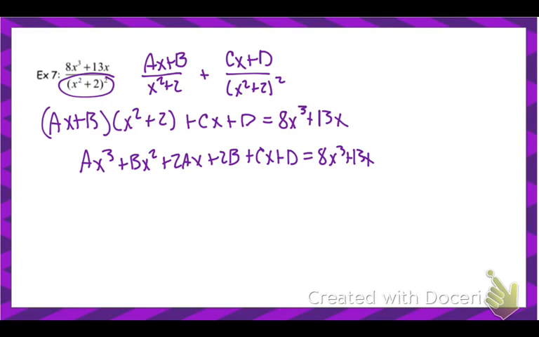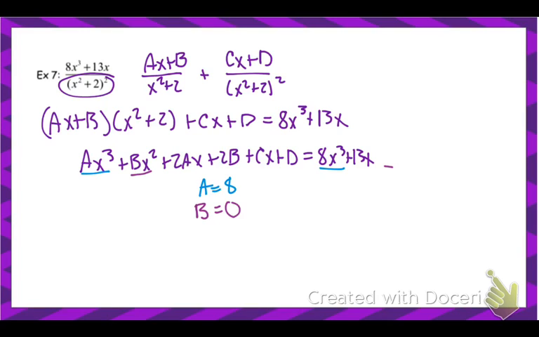And then we'll set up our system. 4 variables, so 4 equations. We'll start with the cubics. ax cubed is equal to 8x cubed. So that means that a is equal to 8. All right, we'll go on to our squared, sorry, bx squared. There is no x squared. So b is equal to 0.